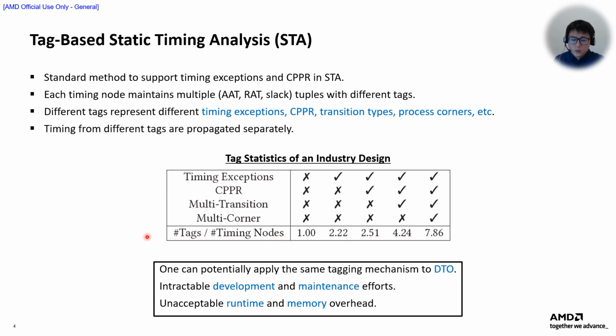So one obvious way to support those timing exceptions and CPPR in differentiable timing optimization is to apply the same tagging mechanism here. However, this will oftentimes lead to intractable development and maintenance efforts, because this will make the DTO maybe as complex as a sign-off timer, for example. This also leads to unacceptable runtime and memory overhead due to the large number of tags.